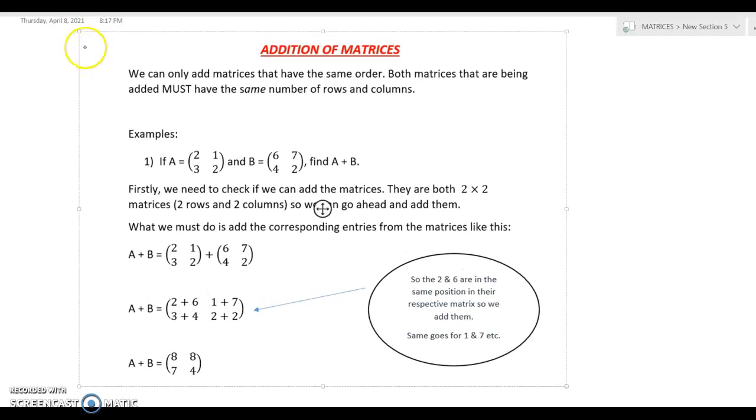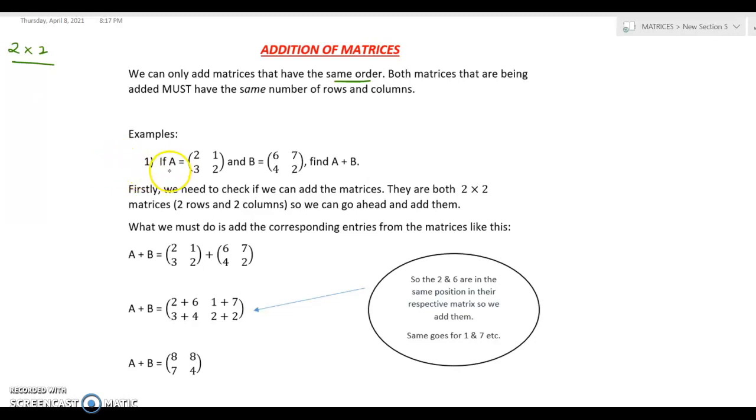So one thing to note, we can only add matrices that have the same order, meaning that if you're adding two matrices, and let's say one matrix is a 2 by 2 matrix, 2 rows, 2 columns, the next matrix must also be a 2 by 2 as well. Both matrices you're adding must be the same order, right?